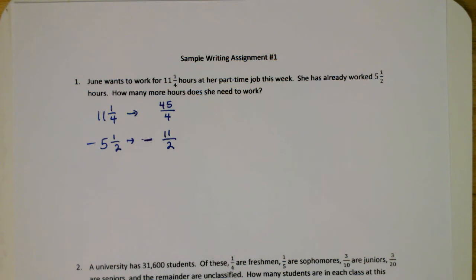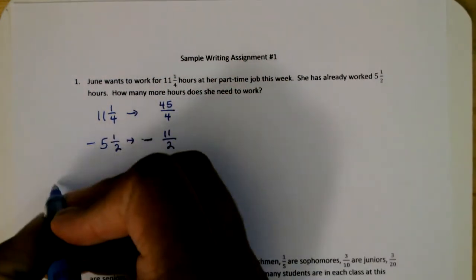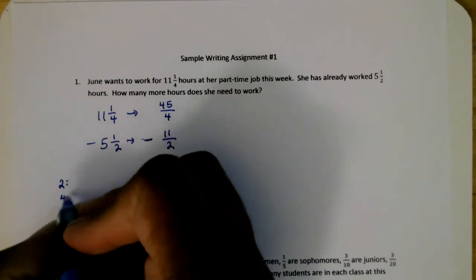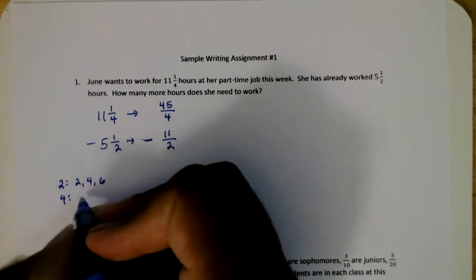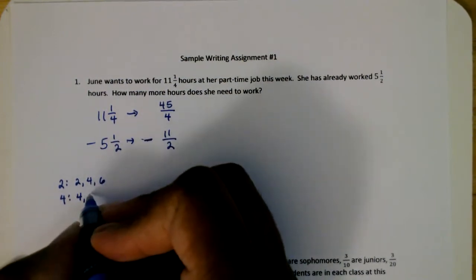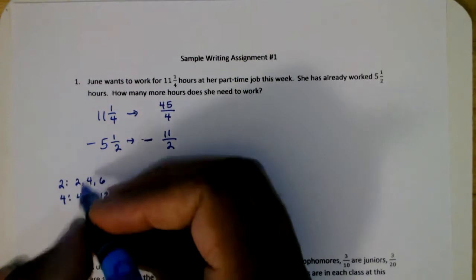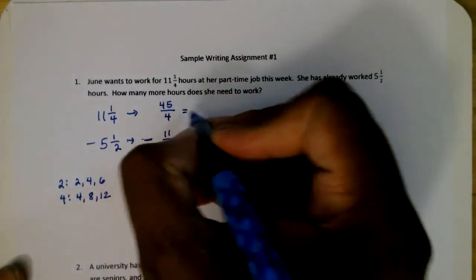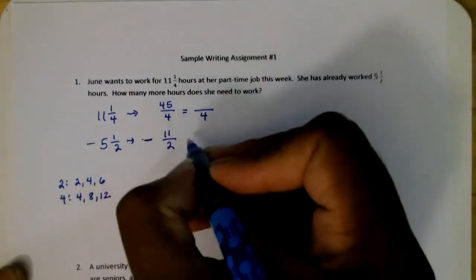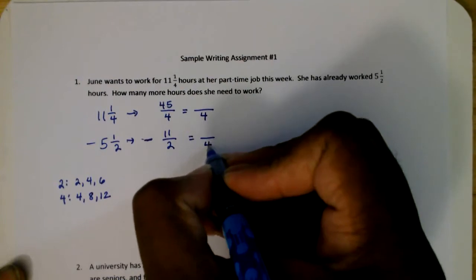Now I need to find the least common denominator for 4 and 2. That means I need to find the smallest number that is divisible by 4 and by 2. So if I was to list all the multiples of 2 and the multiples of 4, you can see that 4 is the smallest multiple common to 2 and 4. So that means my least common multiple will be 4.